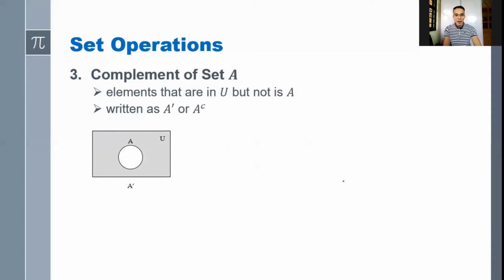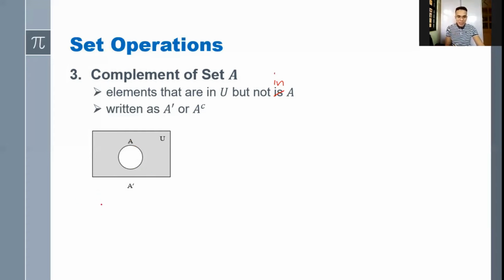Number 3, we have the complement of set A. What do you mean by complement of set A? We have elements that are in the universal set, but not in A. And this is written as A prime. This is read as A prime or A complement. Based on this Venn diagram, this is set A, the yellow part, and the shaded region is what we call the complement of A. So anything in the universal set that is not in A, that's the complement of A.